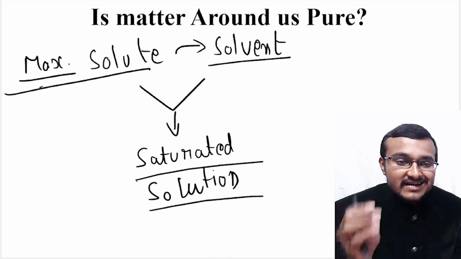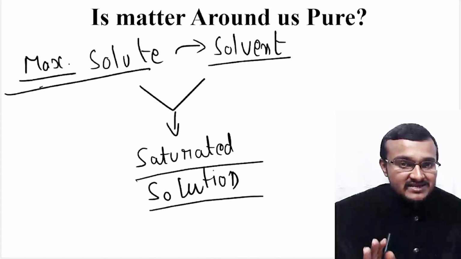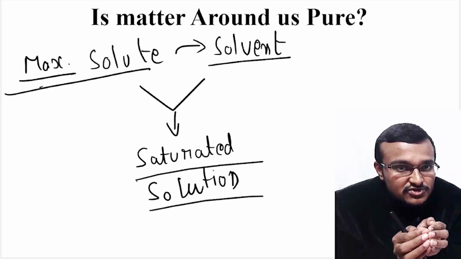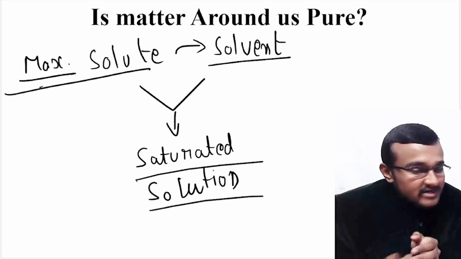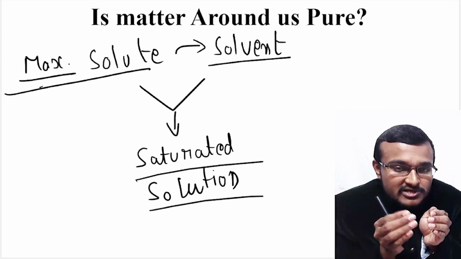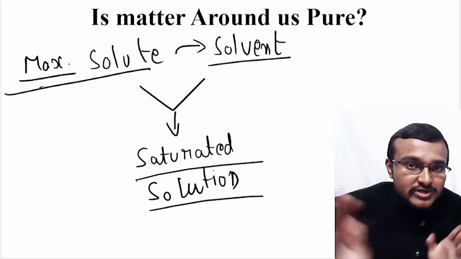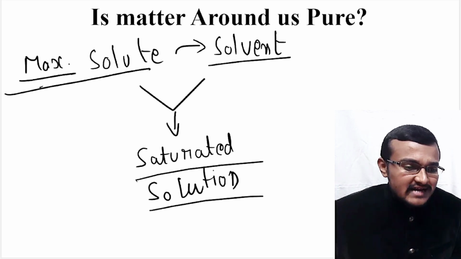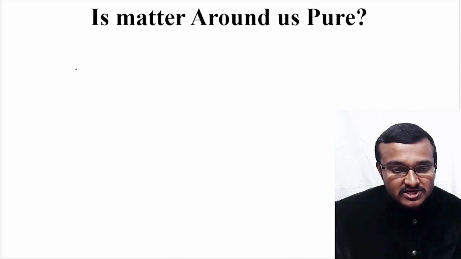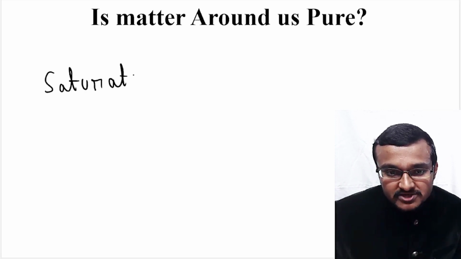But when there is maximum solute present in a particular solvent and a solution is formed, this solution cannot accept more and more solute. It cannot dissolve more and more solute. At that time we call that solution a saturated solution. So what happens if you put more and more solute even after the maximum solute is put into a solution? Now let's say there is a saturated solution.